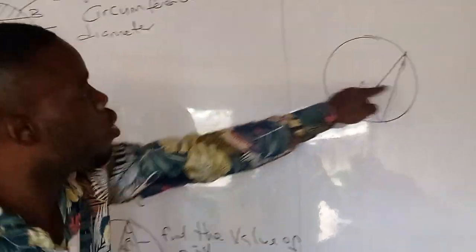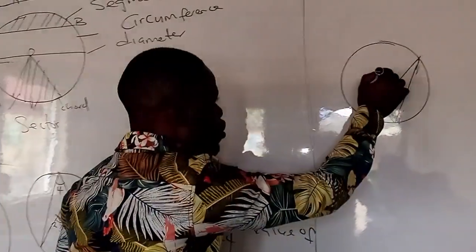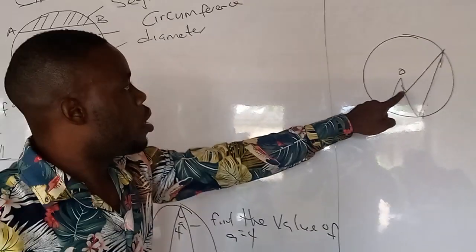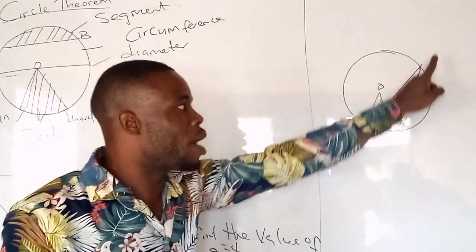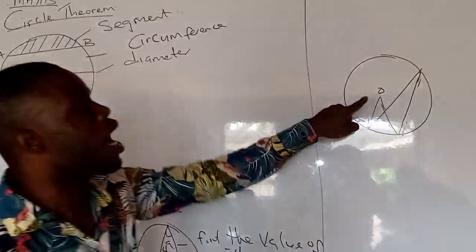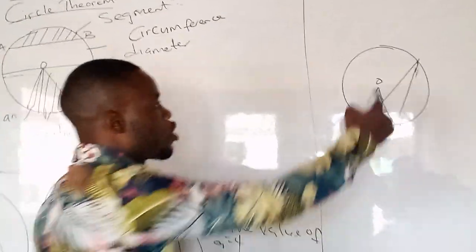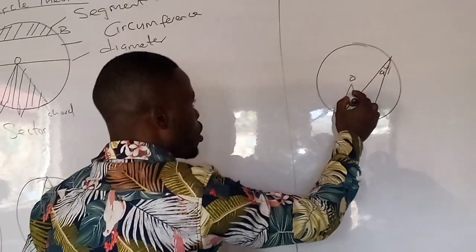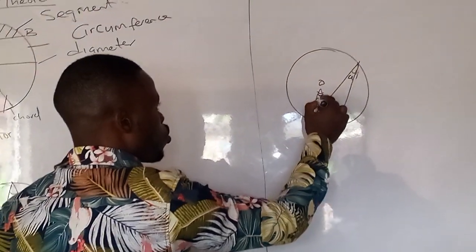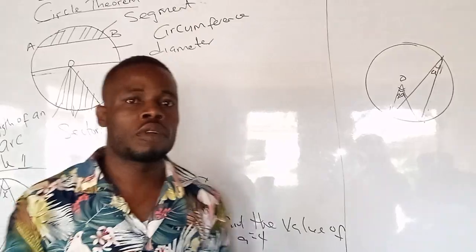So you can see it's in the middle of the what? Of the diameter. This is the middle. So this is an angle that touches the circumference. Remember, when an angle touches the circumference, the second angle should be twice that angle. Now if this is a, this will be what? 2a. Twice the angle that touches the circumference.